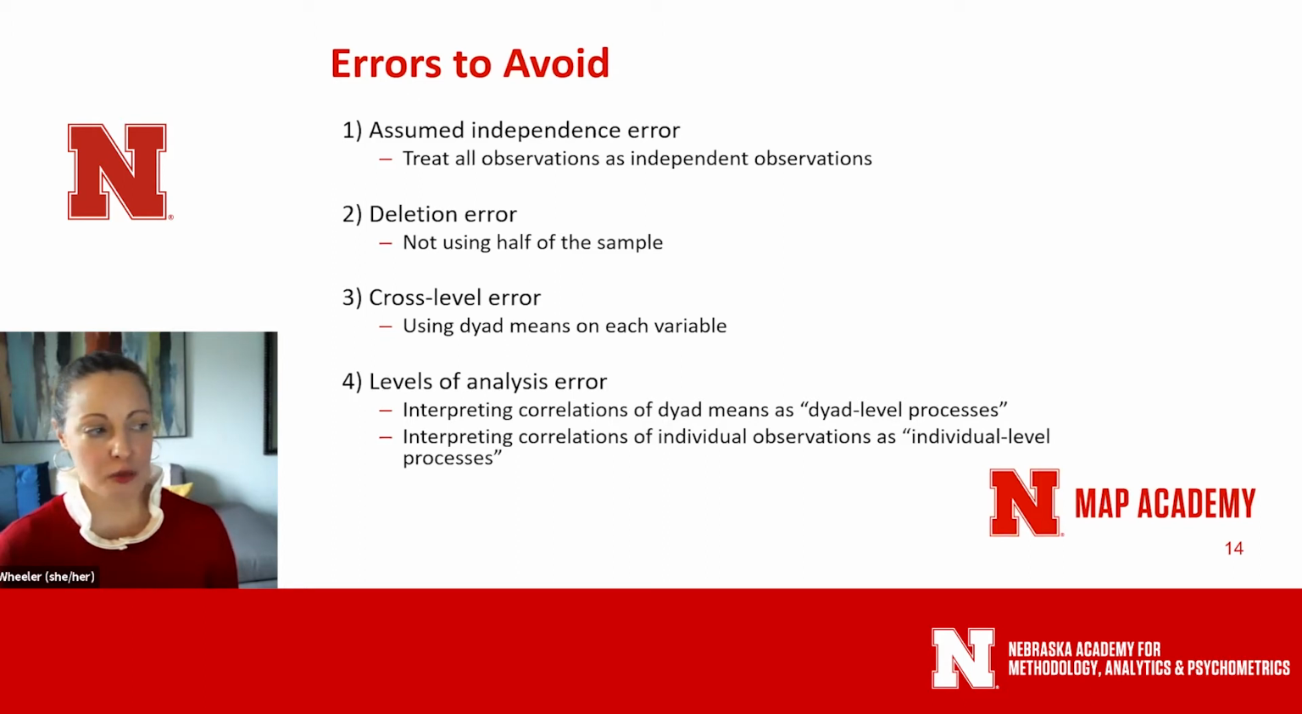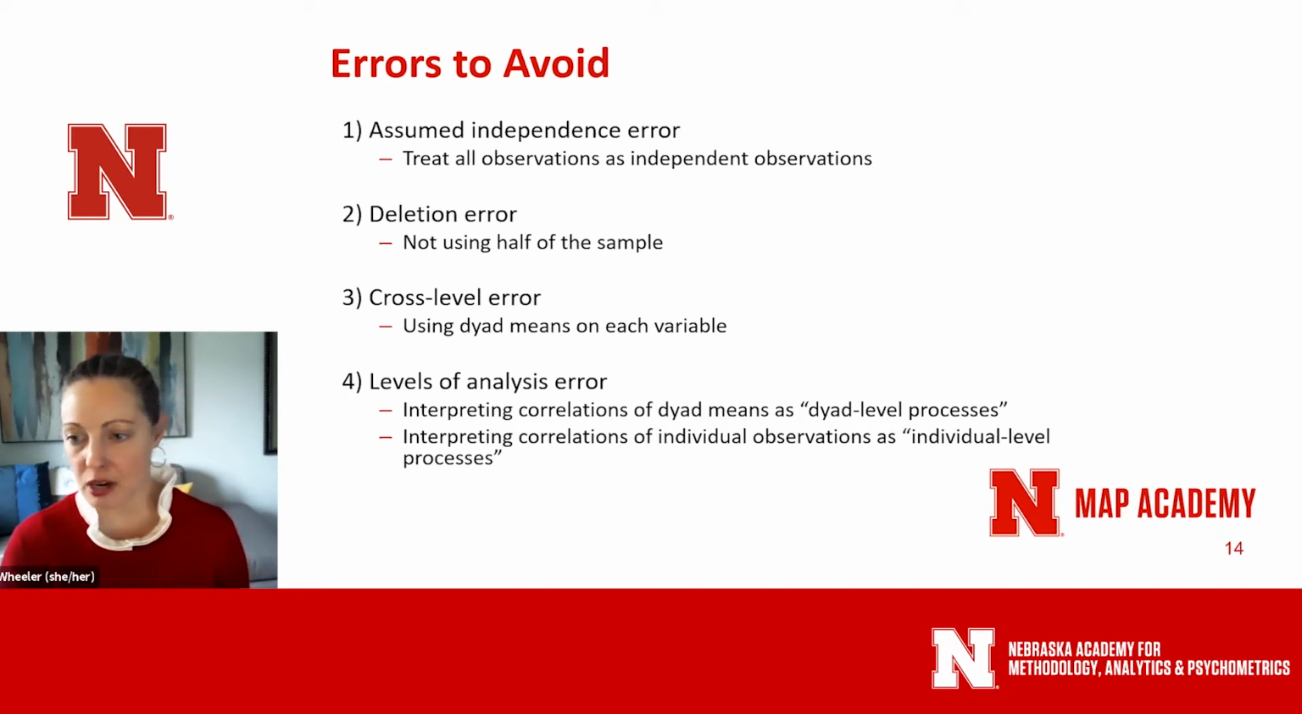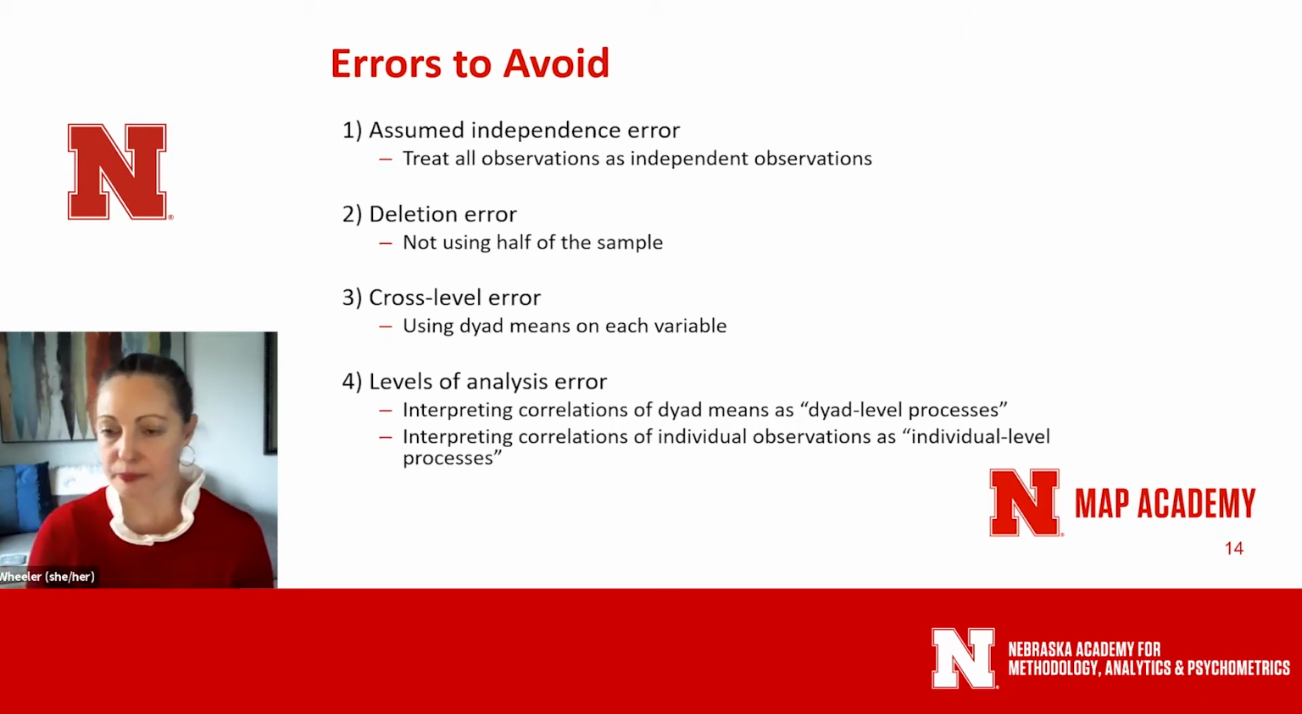There's also something called a deletion error. So we go about creating independent data by throwing out half of our sample. So for example, we just don't use husband's data, or we use husband's data and not wife's data. We choose one partner and then go about describing the relationship from that partner's perspective, right? So we're really losing the richness and perspective of both dyad members, especially when we're trying to understand a relationship.